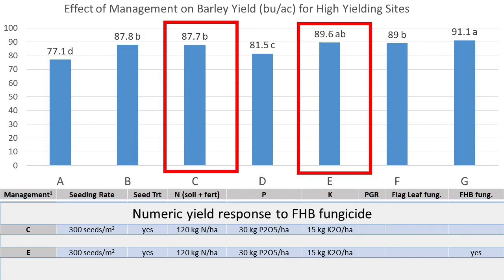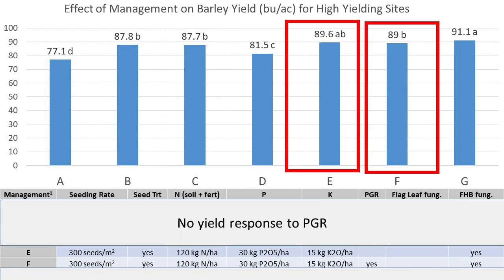A comparison between C and E suggests a modest numeric yield increase to Fusarium fungicide, but the difference is not technically statistically significant. Again, the result's not surprising to me, as Fusarium head blight and leaf disease pressure has not been high in recent years. A comparison between E and F shows no yield response to plant growth regulator.